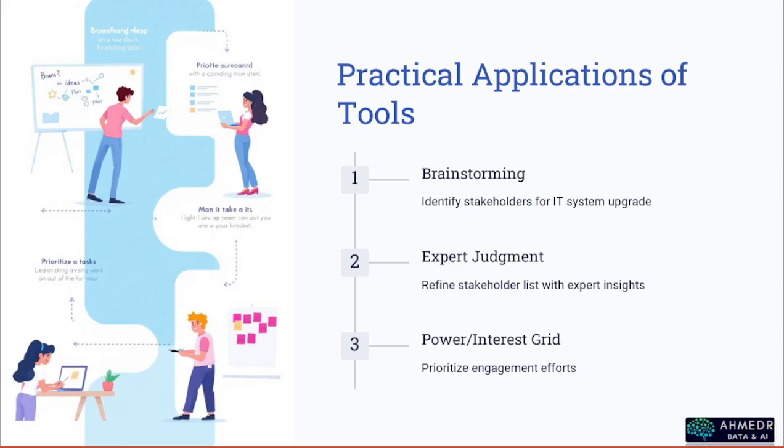Let's look at a practical application of the tools that we have already covered. In the real world, let's say an IT project, brainstorming and expert judgment can help identify the internal users and external vendors as key stakeholders. So the power interest grid can be used to categorize and prioritize their engagement at the project level.